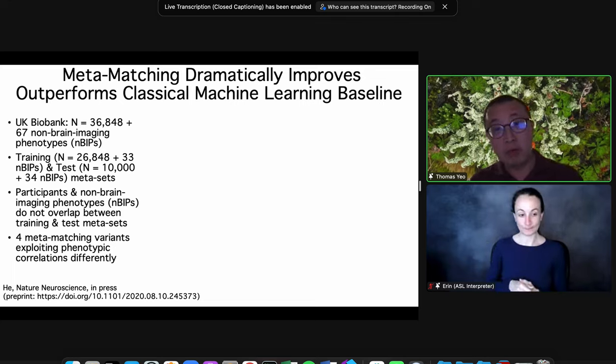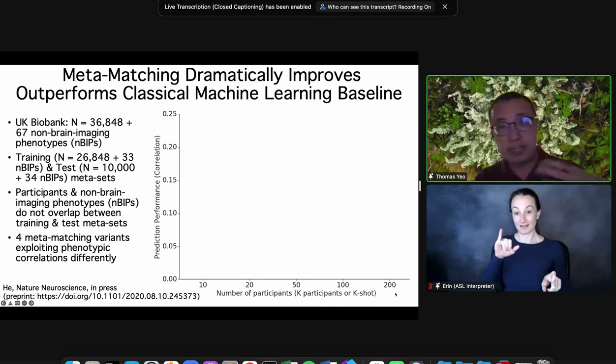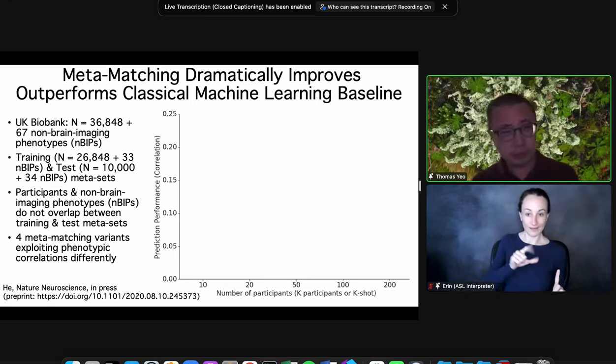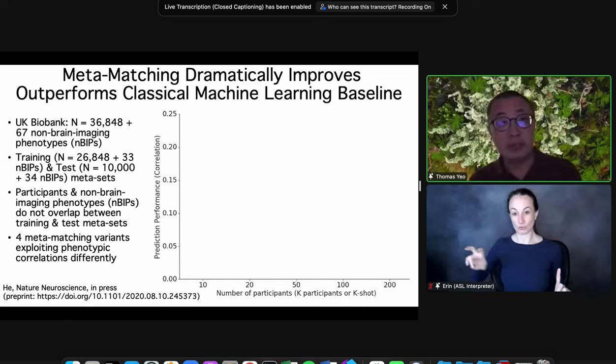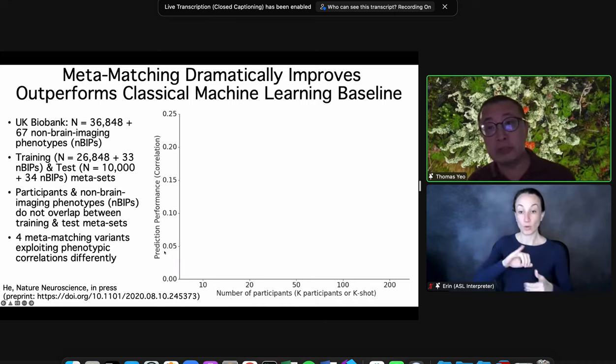He Tong developed four meta-matching algorithms exploiting the correlations among the non-brain imaging phenotypes. And here's the result. The x-axis is the number of participants in the test meta set: 10, 20, 50, 100, or 200. This is to simulate the small dataset. Now, of course, since these numbers are quite small, we repeat the procedure 100 times. The y-axis is the prediction performance, averaged across 100 trials and across the 34 non-brain imaging phenotypes in the test meta set.